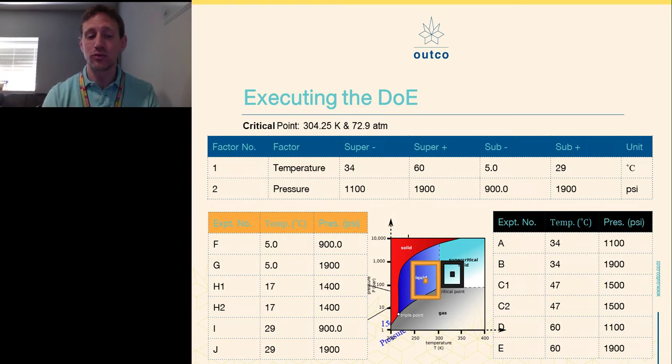But I can also do this same method for the subcritical space, the liquid CO2, because I've heard so often, over and over again, that subcritical is better. Subcritical extraction is so much better. And again, I don't really know what the best is, but I know how to look for it. So these are the experimental conditions for our subcritical space.